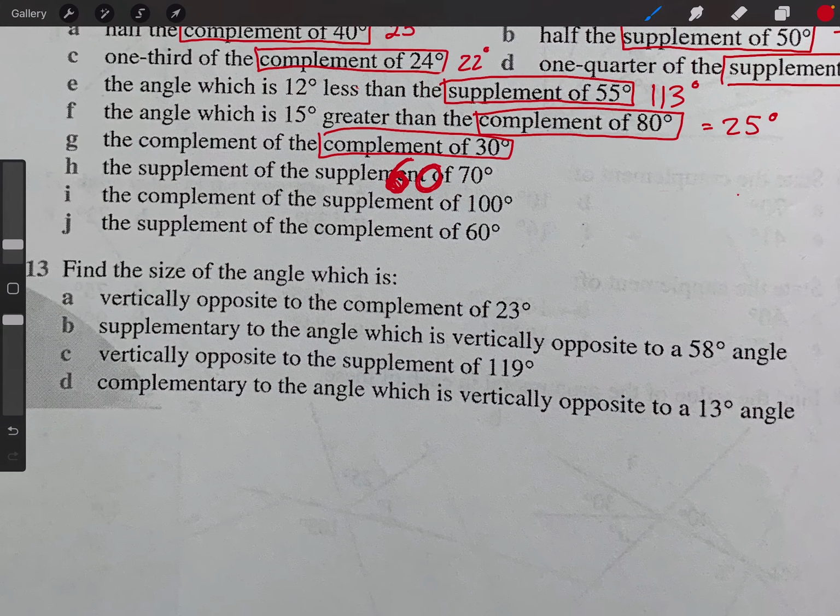Now we need to find the complement of this. So what adds with 60 to get 90? And it's going to give you back 30. So when you have a complement of a complement, it kind of goes back to the original answer.